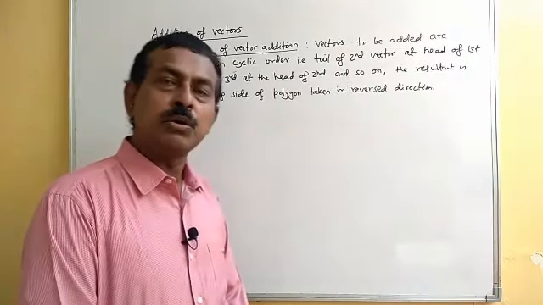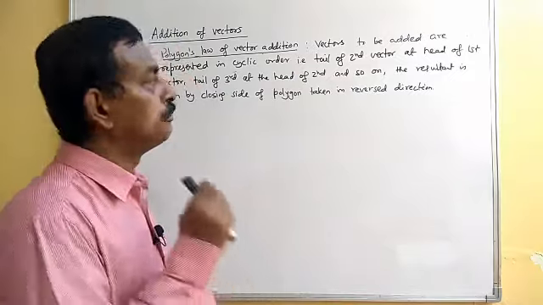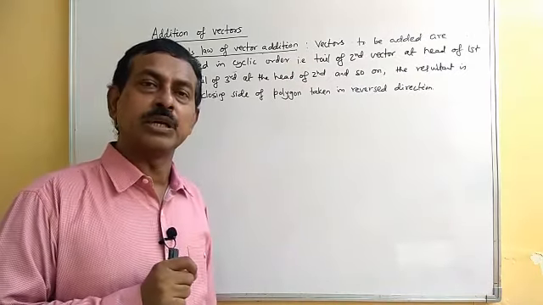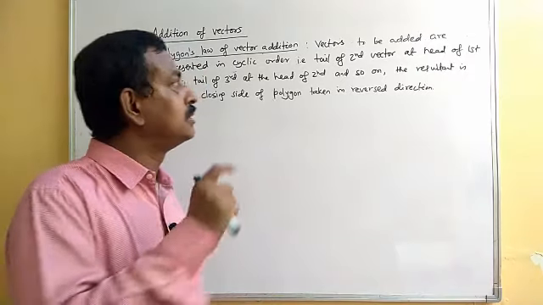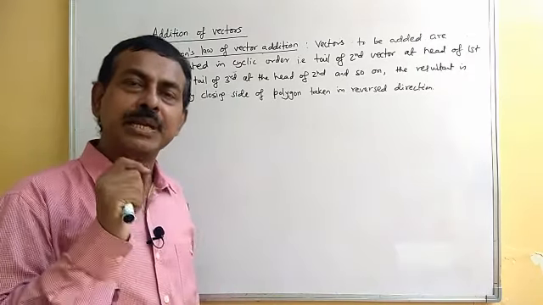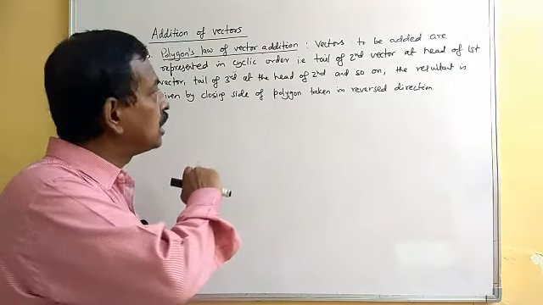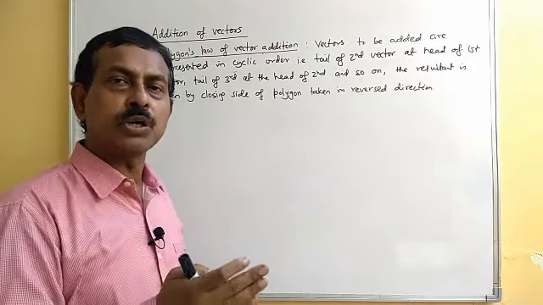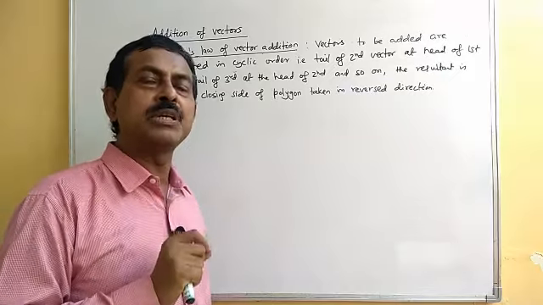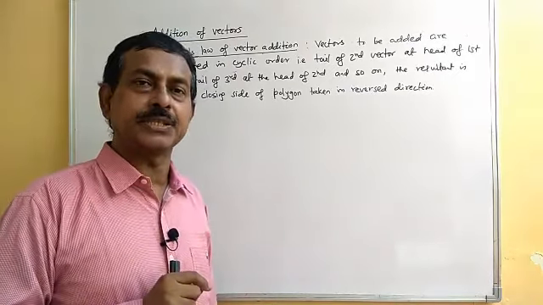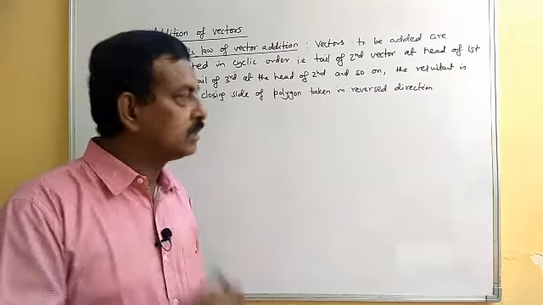In Polygon's law of vector addition, the vectors to be added are represented in cyclic order. That is, the tail of the second vector is at the head of the first, then the tail of the third at the head of the second, and so on. The resultant will be given by the closing side of the polygon taken in reverse direction. Let's see what it means.